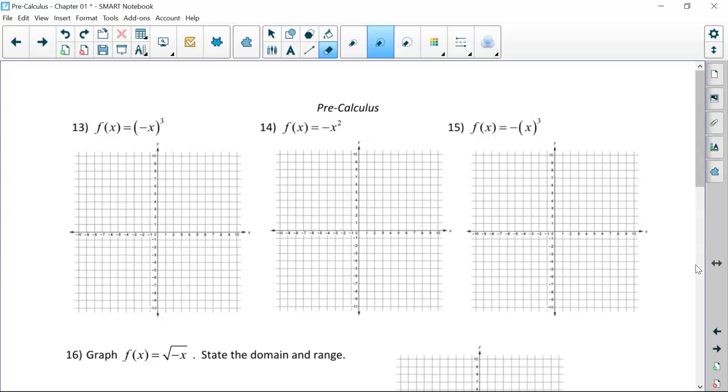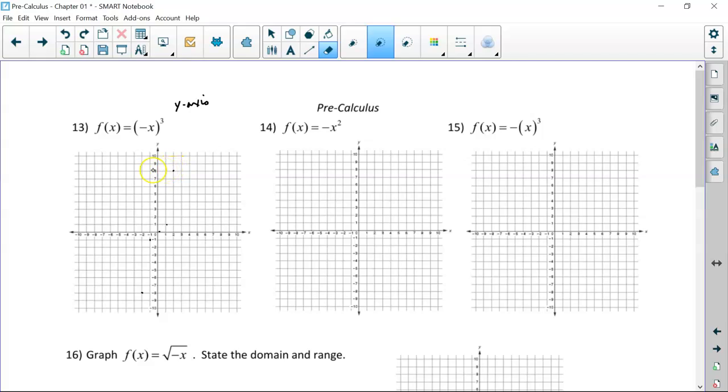For number 13, the opposite, negative x cubed. Now this has y-axis reflection because the negative is on the inside. We'll once again plot our anchor points. And now we'll multiply the x values by -1.